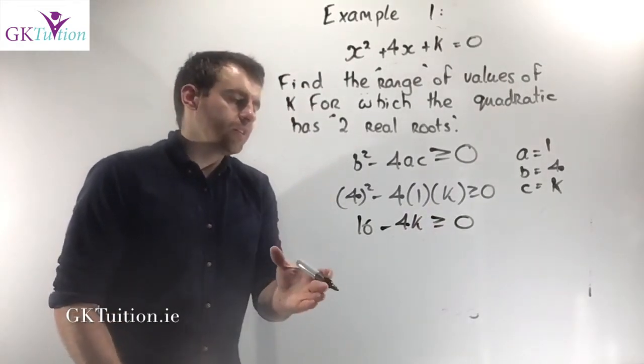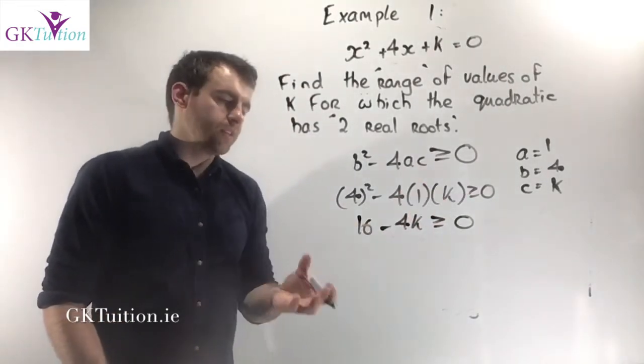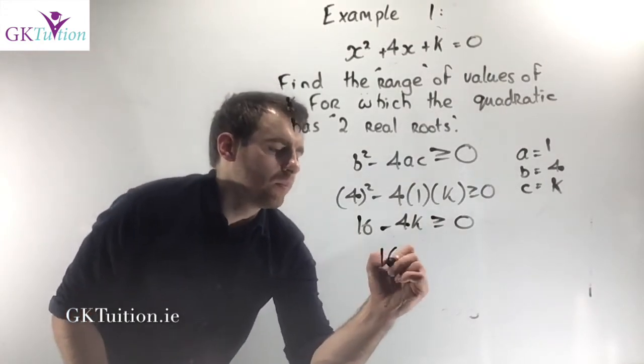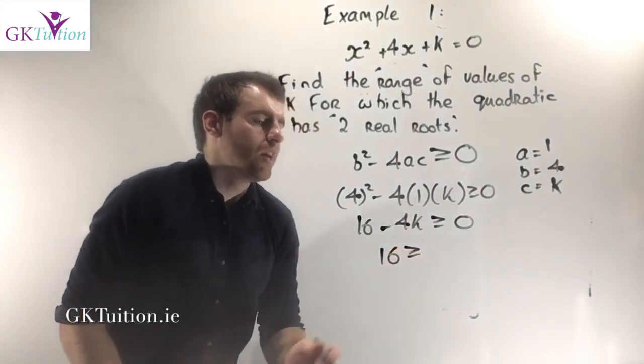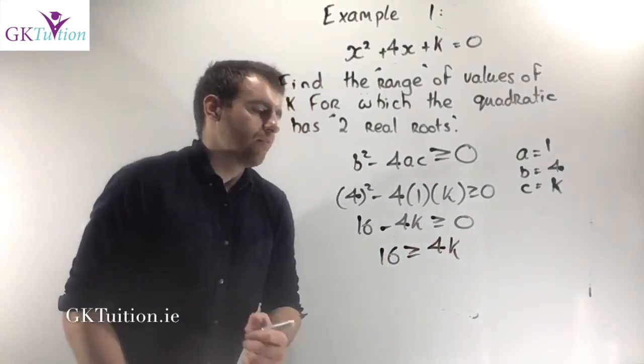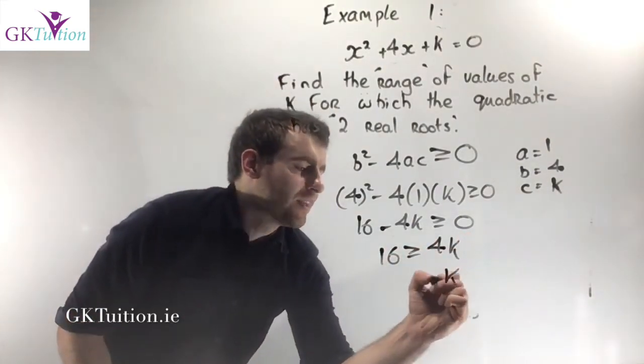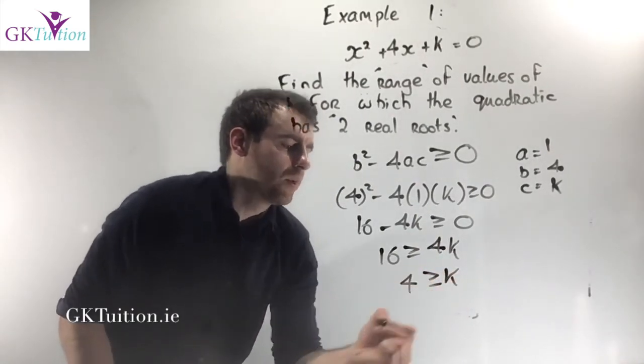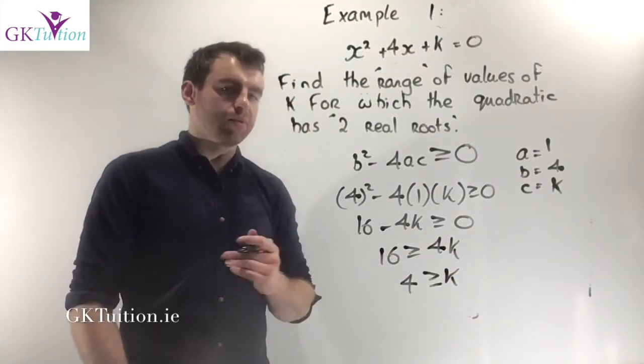Now, all I need to do is bring my k's to one side, my numbers to the other side. So I'm going to add 4k to both sides, and I'm going to get 16 is greater than or equal to 4k. And if I divide both sides by 4, I get k is less than or equal to 4. Or in other words, 4 is greater than or equal to k.